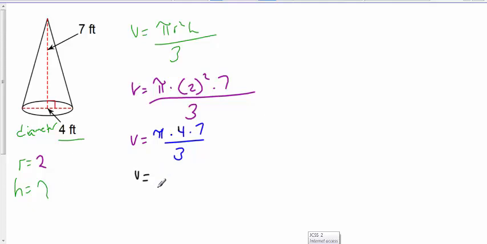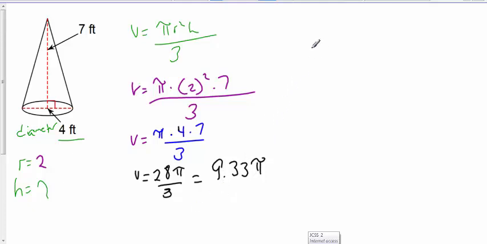So we need to just go ahead and multiply these out. So that's going to leave us with 28 pi over 3. Okay? You can leave it as a fraction, or you can convert it to a decimal, which would be 9.33 pi.